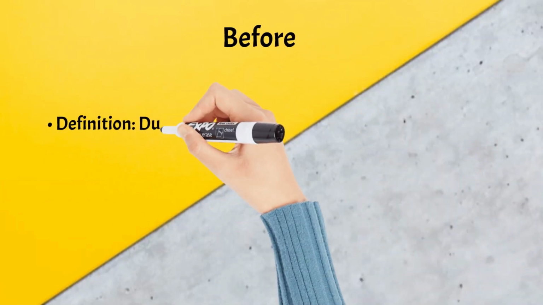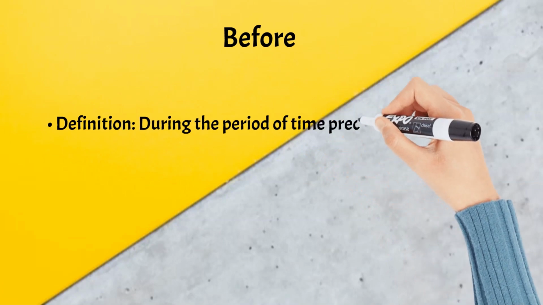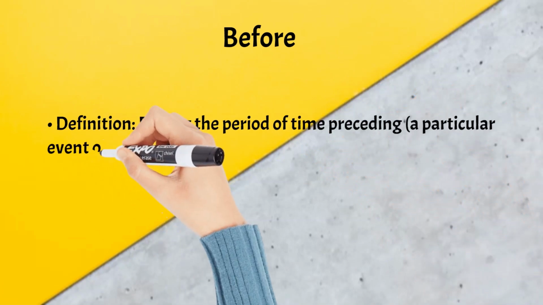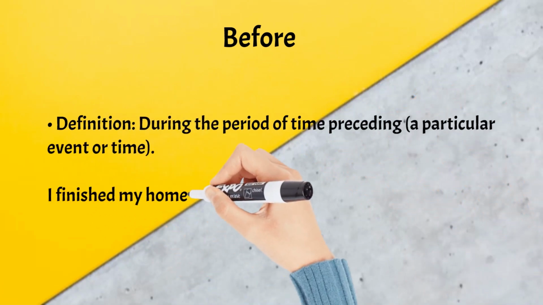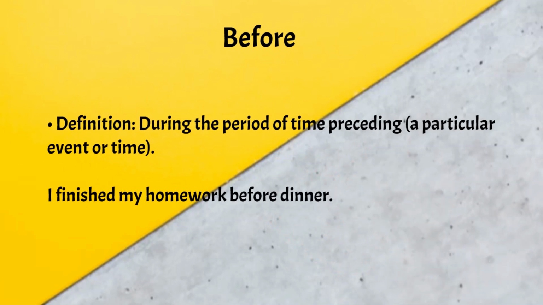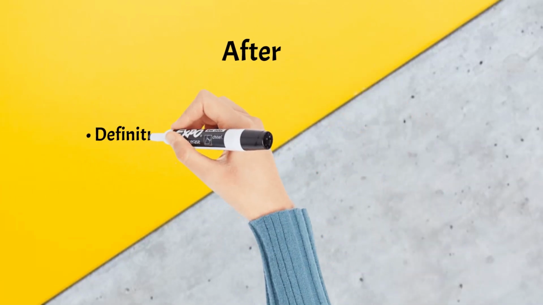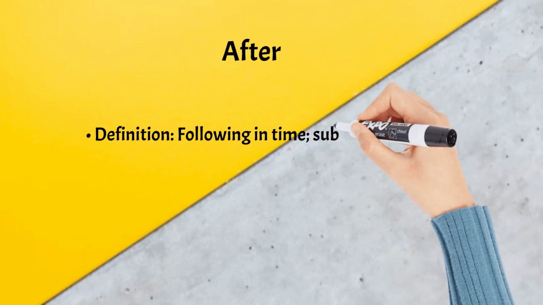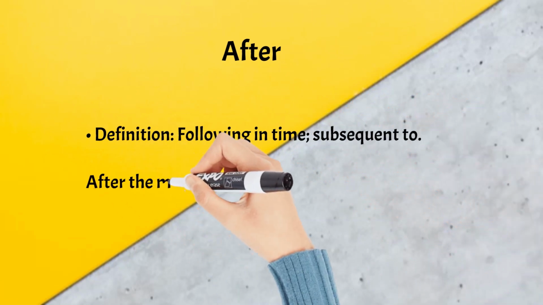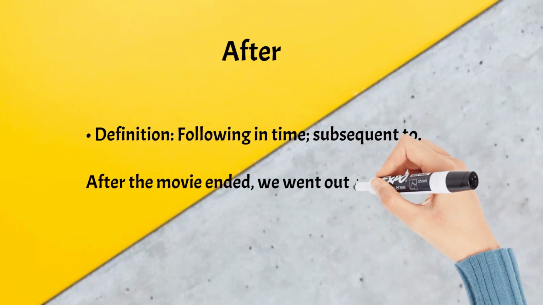Before. Definition: during the period of time preceding a particular event or time. Example: I finished my homework before dinner. After. Definition: following in time, subsequent to. Example: after the movie ended, we went out for ice cream.